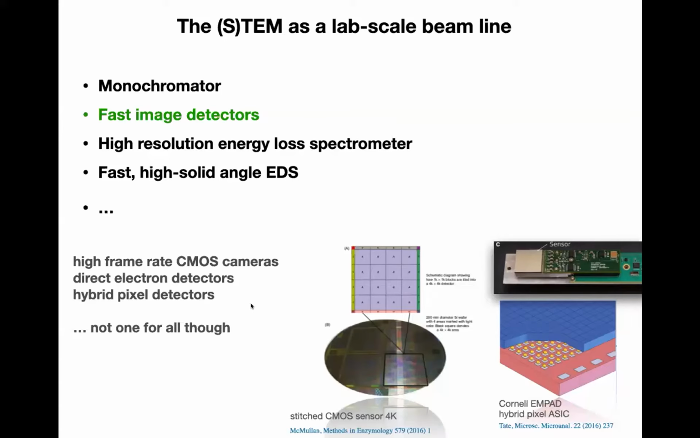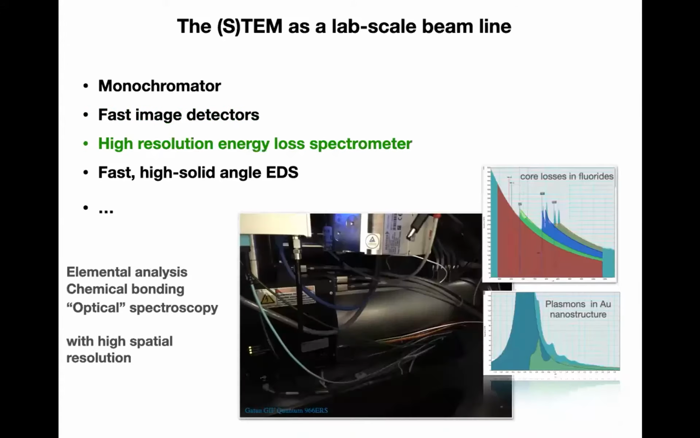These detectors are all quite important, but the catch is a little bit that there is not one detector for all applications. Then you have high resolution energy loss spectrometers, which allow you to analyze the energy that is lost by the fast electron to the sample. So you can measure, for instance, characteristic transitions in the matter that you probe to do chemical analysis. And you can also, using a monochromator, map out optical transitions at low energies. And we will see examples of that later on as well.